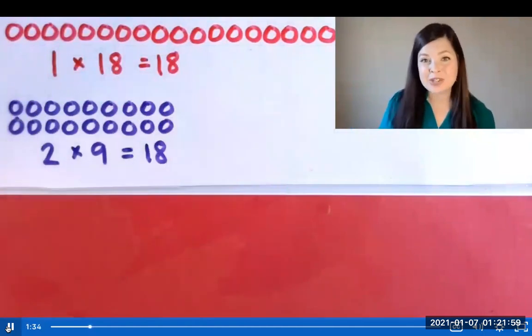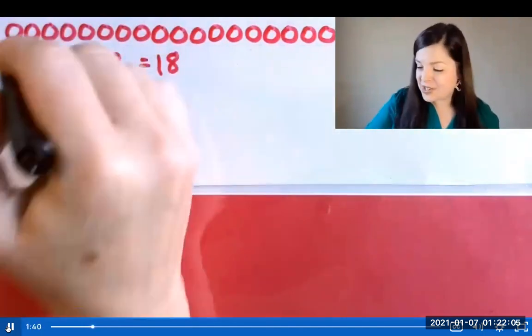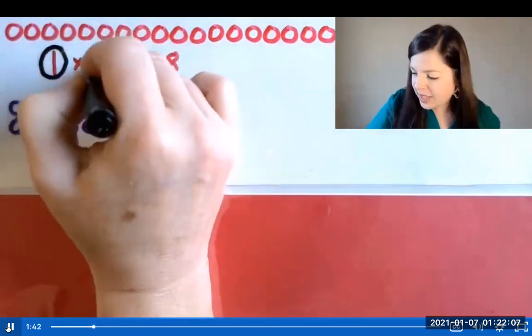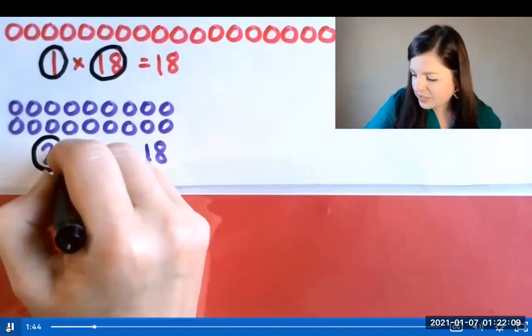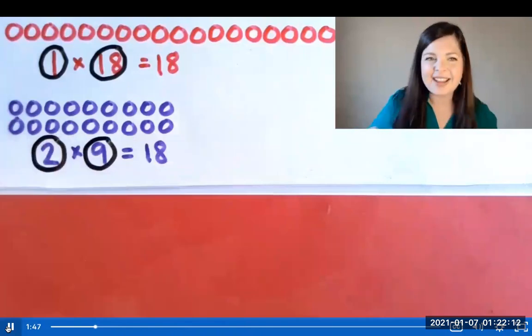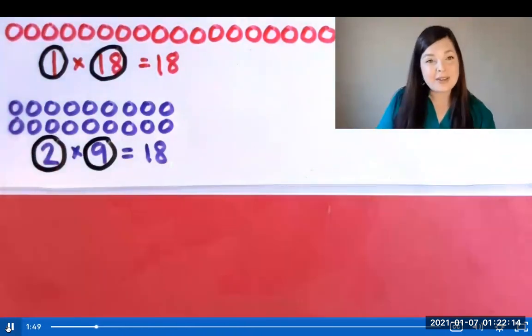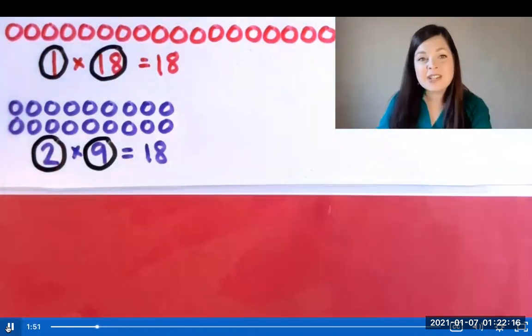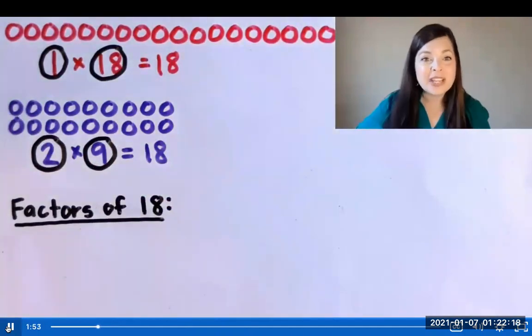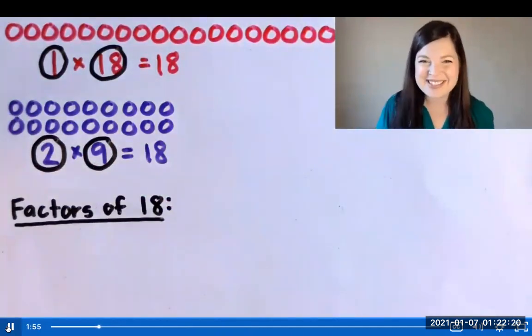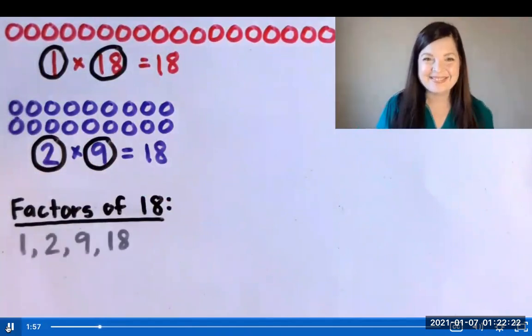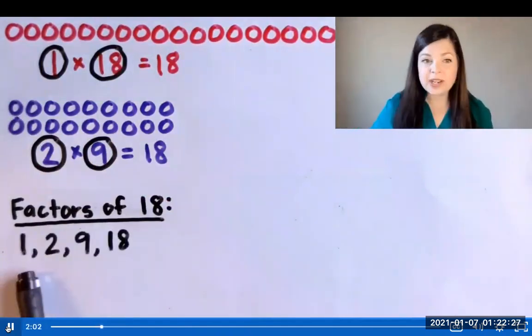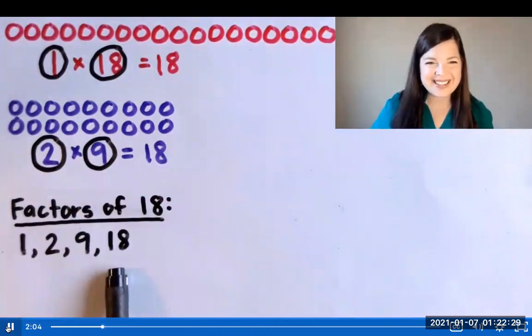Now what are the factors in the multiplication sentences we wrote? Circle them. The factors are 1, 18, 2, and 9. Pause the video now and write these factors of 18 that we just found in order from least to greatest. So far, for the factors of 18, we have 1, 2, 9, and 18.